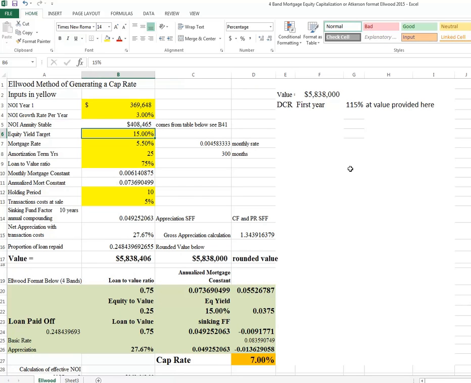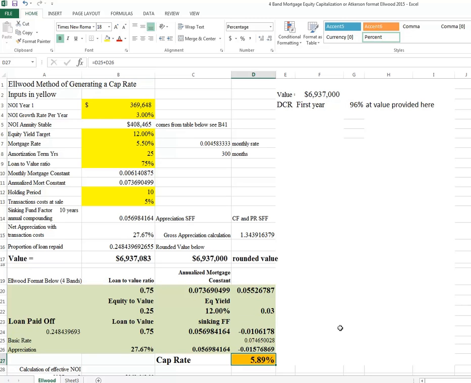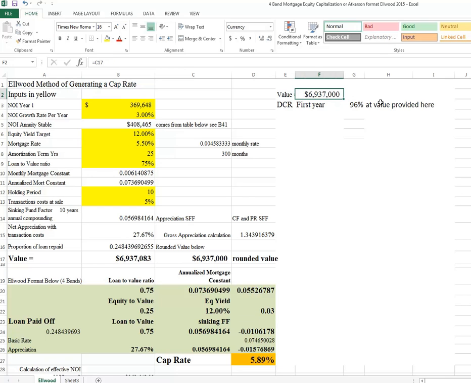Let's say the market only requires a 12% target return. Watch the cap rate and watch the value. The value is around 5.8 million. The cap rate's at 7%. The cap rate goes down significantly when I lower the equity yield, and the property value goes up significantly.